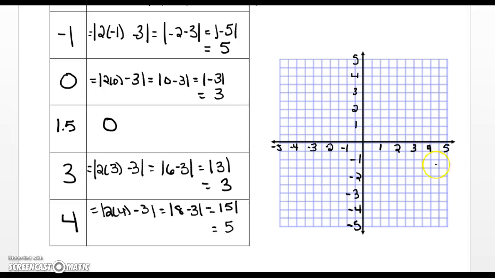So once you've labeled all your values, then you can go ahead and start graphing. So here our first point was -1 and 5. So you're going to go over to x equal to -1 and up to positive 5. Then we had 0 and positive 3. Then we had 1.5 and 0. Then we had 3 and positive 3. And we had 4 and positive 5.